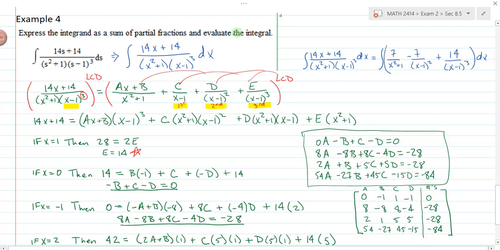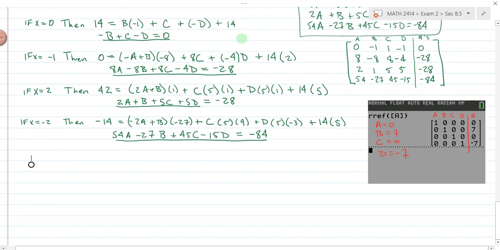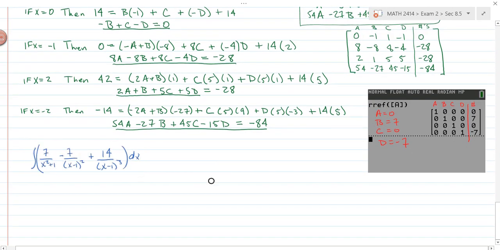We now need to evaluate the integral. Thanks to the magic of OneNote, I'm just going to copy this expanded form down and then paste it down here. And so this is the integral that we have to evaluate. What I'm going to do is expand this out into 3 different integrals. That's going to be 7 times the integral of dx over x squared plus 1, minus 7 times the integral of dx over x minus 1 squared, plus 14 times the integral of dx over x minus 1 cubed.